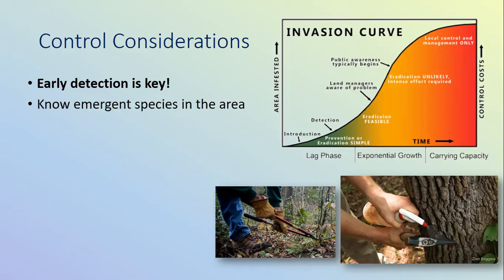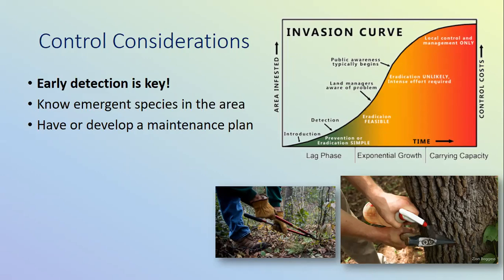So you'll want to know your emergent species in the area. Attending a webinar like this, or just keeping up once in a while with what is an emergent species of concern that you might want to look out for, is crucial to being able to detect things early on.